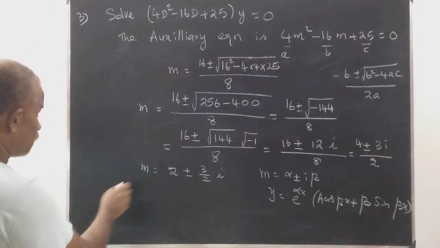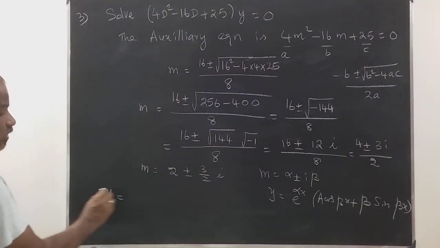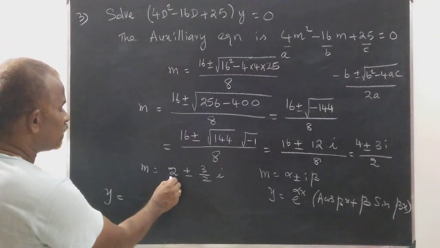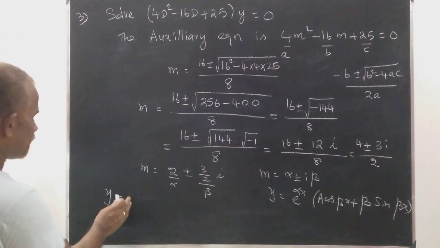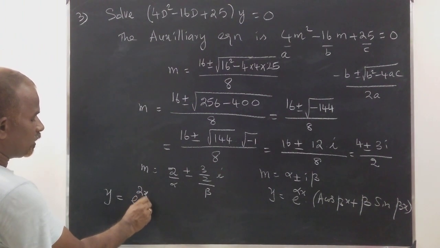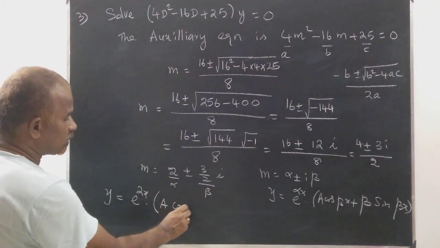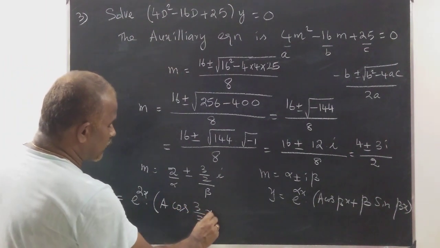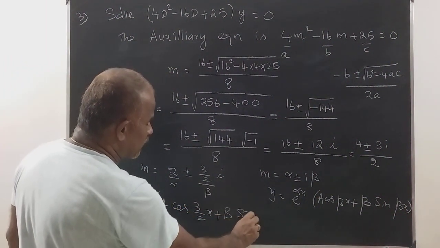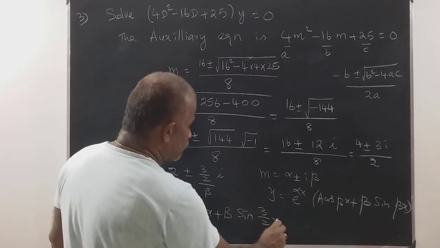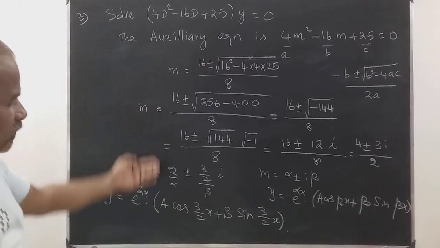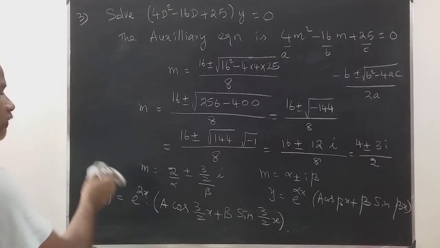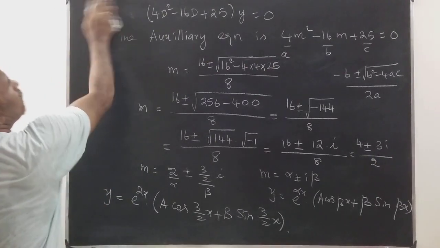Okay. So therefore the complementary function y is equal to e power alpha x. So this is equal to alpha, this is equal to beta. So e power alpha x, e power 2x into a cos beta x, that is 3 by 2 x, plus b sin beta x, again 3 by 2 x. So this is the solution for the given differential equation. Okay. Clear? So therefore problem number 4.